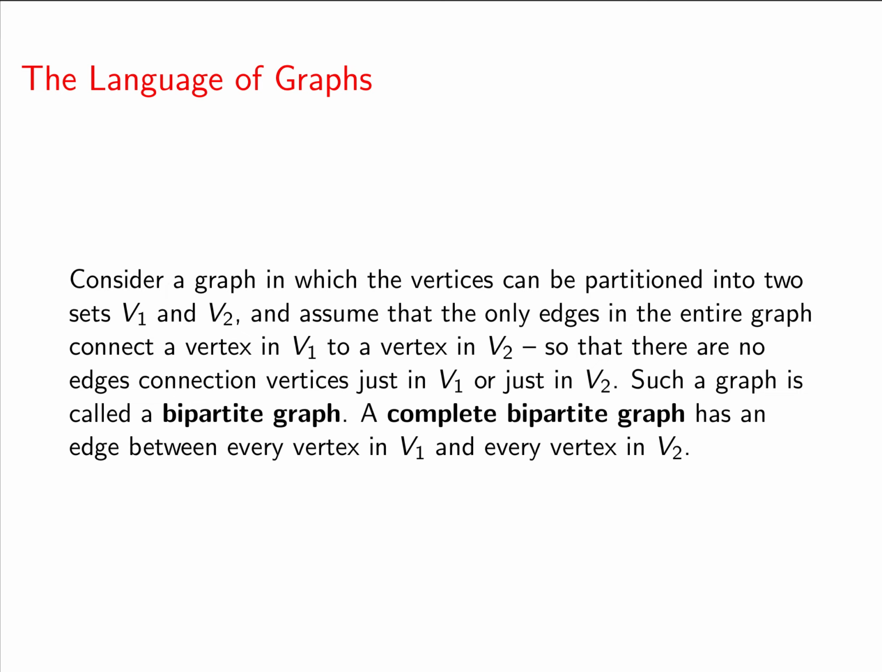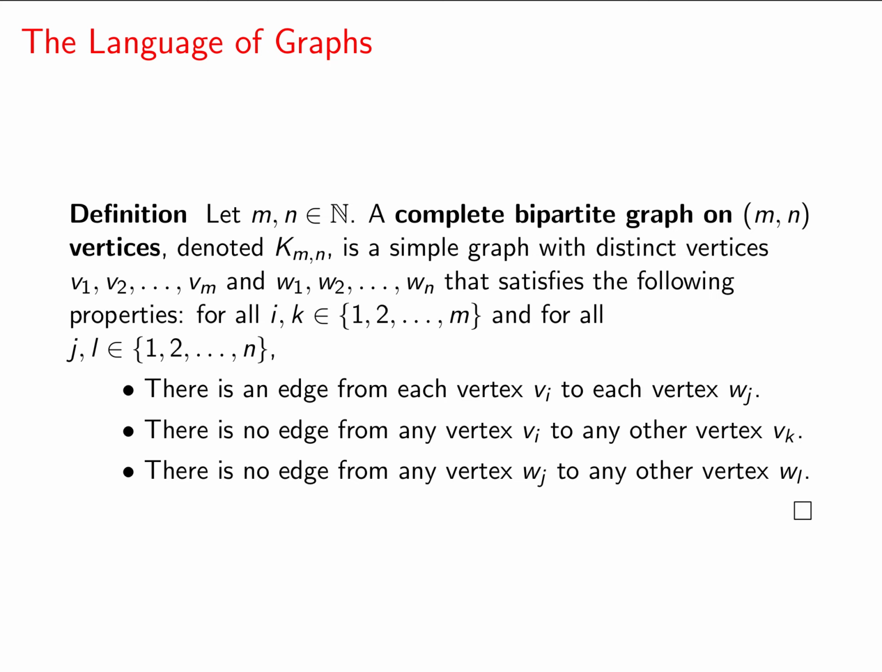And then there is the concept of a complete bipartite graph. That has edges between every vertex in V1 and every vertex in V2. Here is a formal definition of a complete bipartite graph. We will denote such a graph with Kmn. It is a simple graph. It has distinct vertices v1 through vm and w1 through wn that satisfies these three properties.